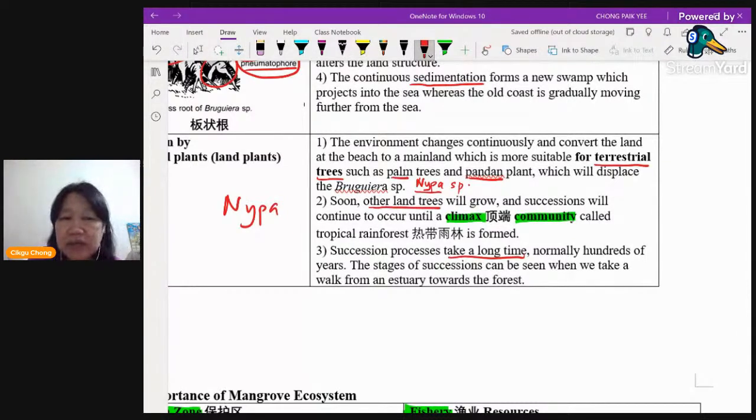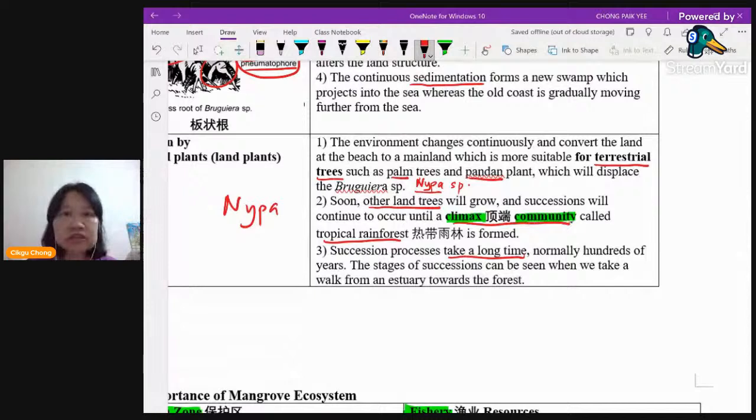So after many years, you find that this will be displaced by other plants. Other land trees will grow, and slowly you find the trees becoming bigger and bigger, and looking like the trees that we have in our forests, in our tropical rainforest. So after many years, you find the area is no longer a kuala sungai. It becomes inland already. Then we have the normal trees growing already. If you leave it, it'll become a tropical rainforest. And this is called climax community. Climax community means that it doesn't change anymore.